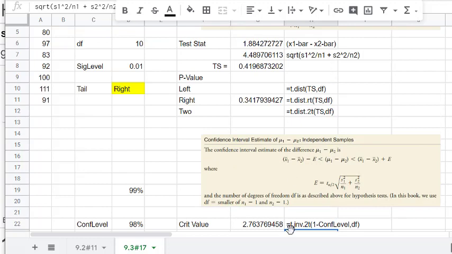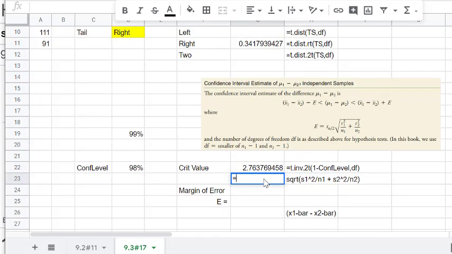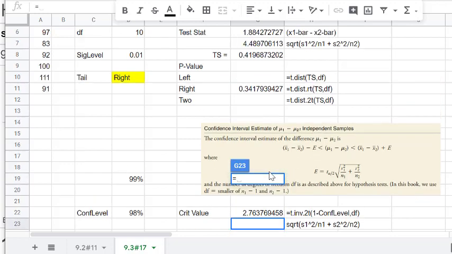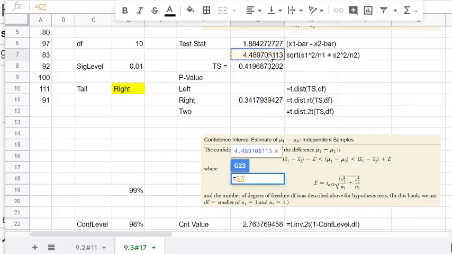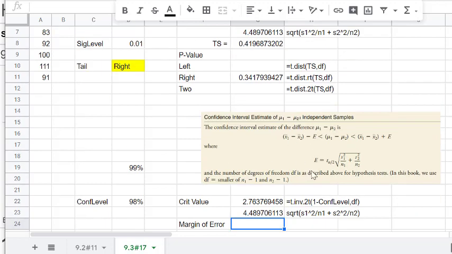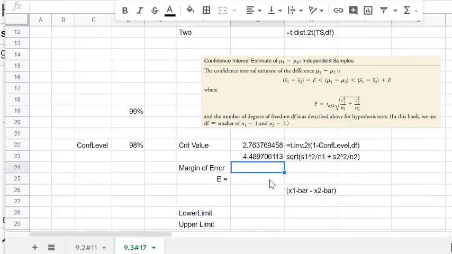Now we need to figure out this square root business, but if you notice, that's the same square root business that happened up here. So let's just say equals, and then I'm just going to click on this cell exactly as is, and we get that value. So the margin of error is going to be the product of these two things. So we'll say equals the critical value times that stuff under a square root. So we have a margin of error about 12.4.